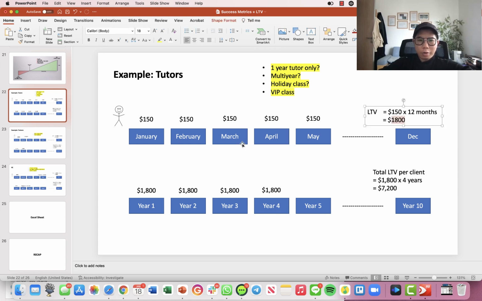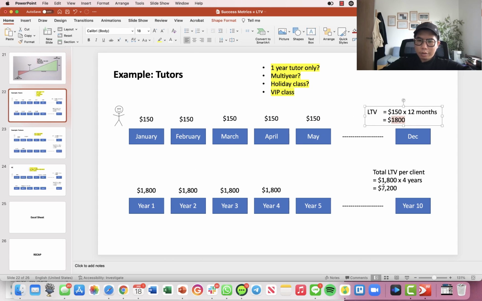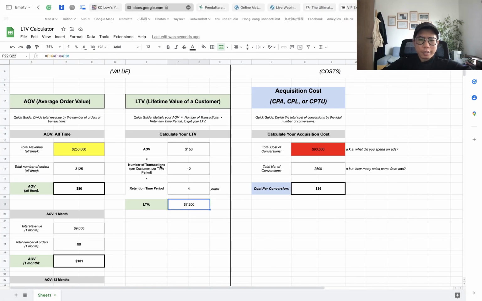But if I really want to make use of this number, it's 150 times 12. Then they'll stay with me for 4 years, so that will be 7,002. If you feel confused filling out this number, it's okay, but you get what I mean, right?